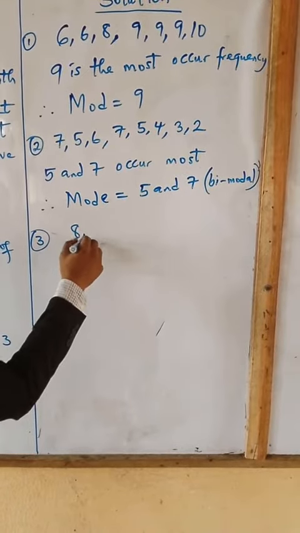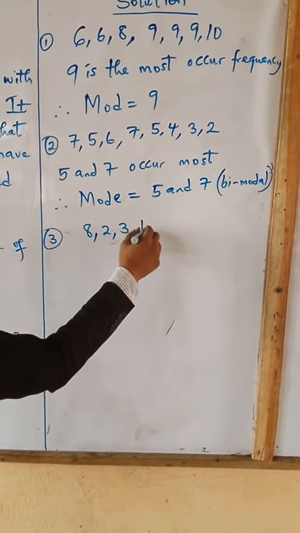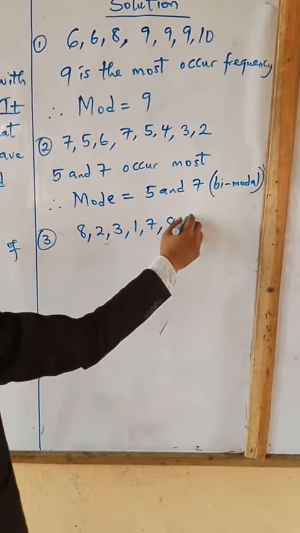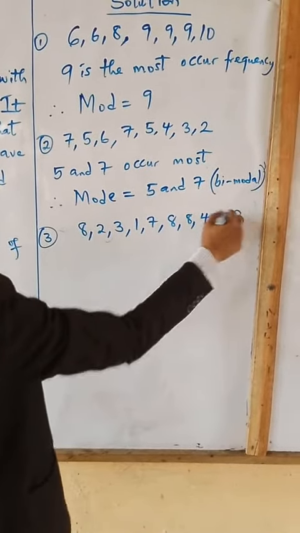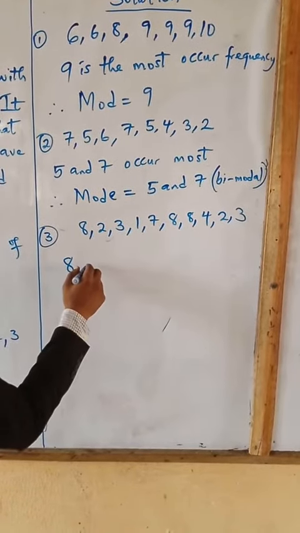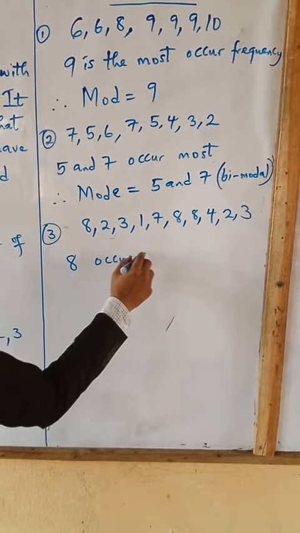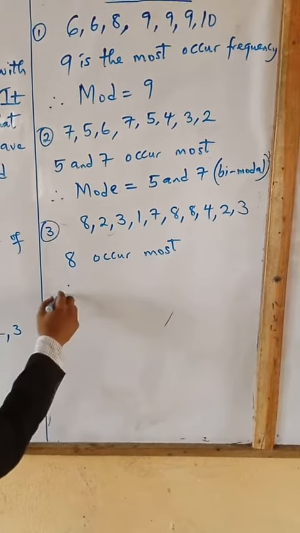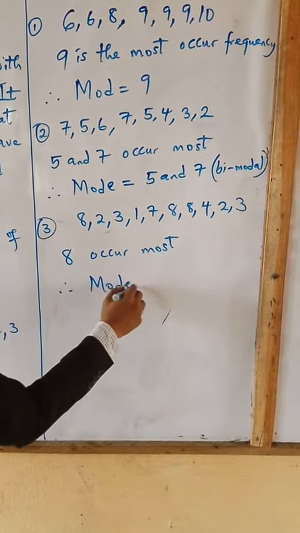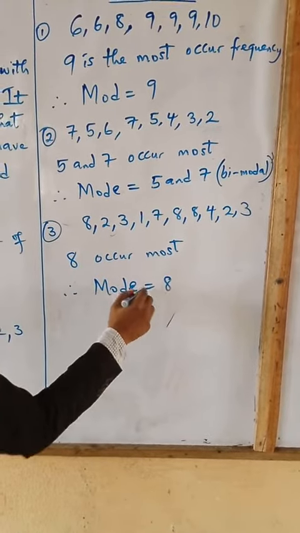Then question 3, we have 8, 2, 3, 1, 7, 8, 8, 4, 2, 3. 8 occurs most. So therefore, mode is equal to 8.